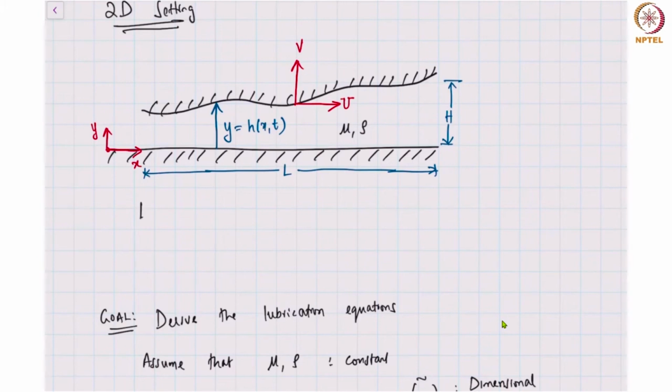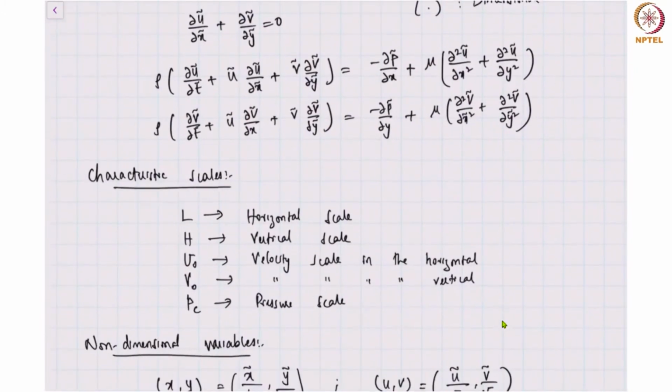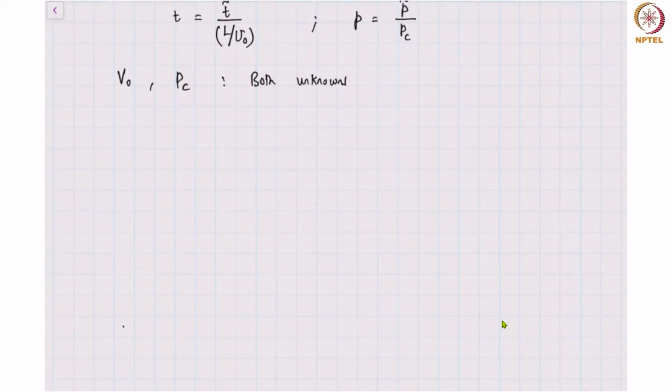I'll call it the lubrication limit or the lubrication approximation, which is when h by L is very, very small. So the thickness is much smaller than the horizontal width. In other words, we will define a parameter epsilon, which is h by L, and we say that this parameter is very small. Now we will see how this parameter naturally enters our non-dimensionalization. Let's start with the continuity equation.